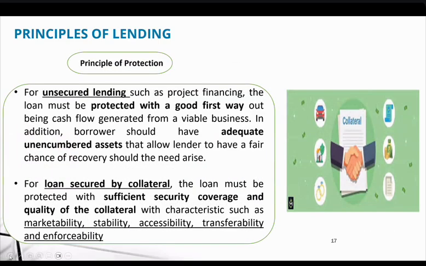So here is unsecured lending. You must have a strong first way out. Some words that you need to know for exam. First way out, just to be clear, is borrower operating cash flow for business. Second way out is the security.